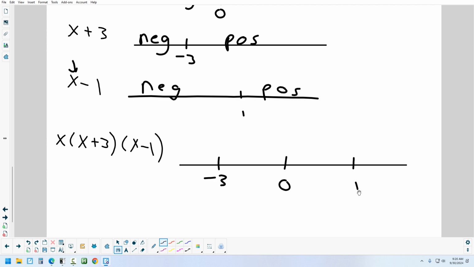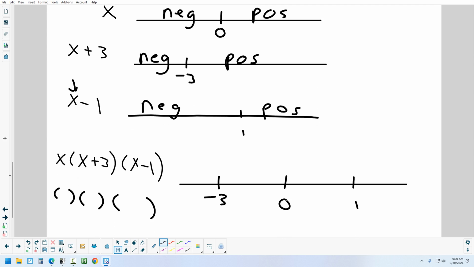Okay, smaller than negative 3. We're going to have a what times a what times a what. If I am lower than negative 3 in the first factor, what section am I in? Negative times a negative times a negative. How about if I'm lower than negative 3 in the second section? Negative. And lower than negative 3 in the third section? Negative. And when you multiply all those negatives together, you get a negative. Yep.